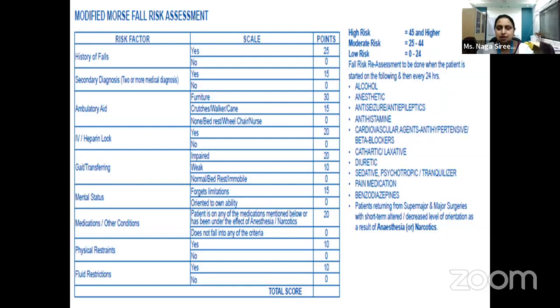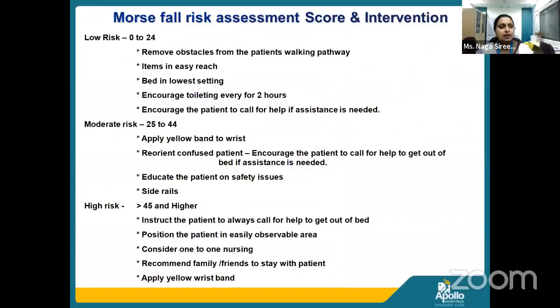History of the fall, secondary diagnosis, any ambulatory aid, whether the patient is on a heparin lock, gait, and mental status, any medications, as I already listed, and physical restraints and fluid restrictions. The score is very easy for anybody to understand. High risk is 45 or more, moderate is 25 to 44, and low risk is 0 to 24. And what are the interventions?